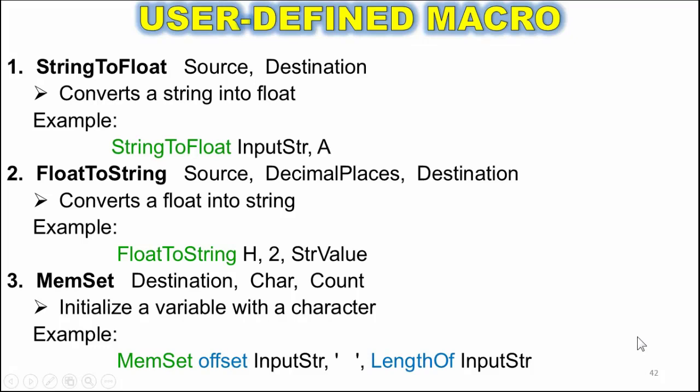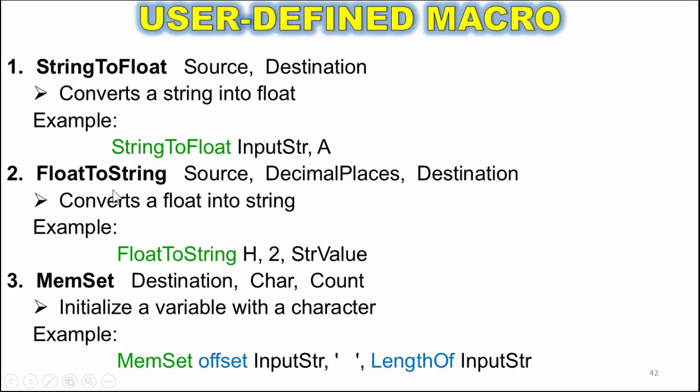I made a user-defined macro to help us process some conversions and initialization. The macro string to float with arguments source and destination converts a string into a float. For example, string to float input str variable a converts the string value of the variable input str to a float value and stores it to the variable a.